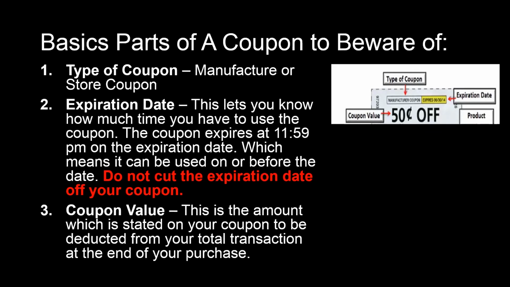As far as your expiration date, this lets you know how much time you have to use this particular coupon. The coupon expires at 11:59 p.m. on the expiration date. So say for instance here, this coupon says June 30th, 2014. Even though we know that coupon has long been expired, you would have had to use that coupon on or before June 30th of 2014. Do not cut your expiration dates off your coupons.